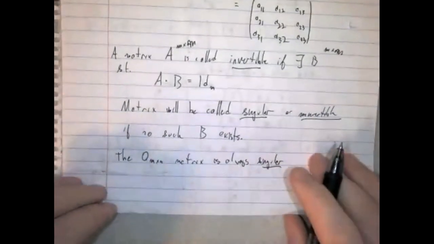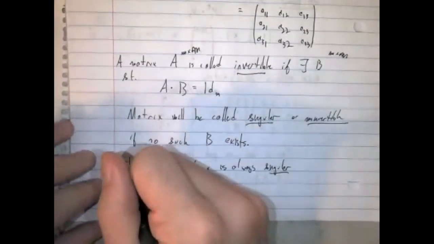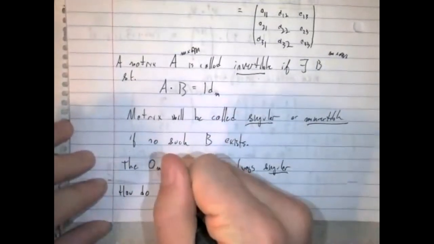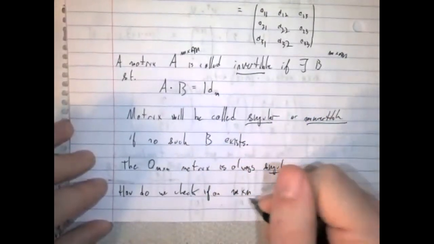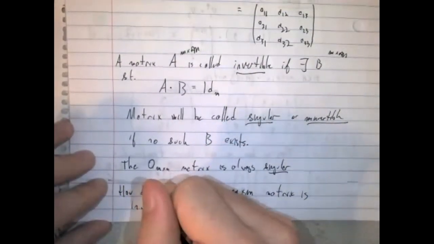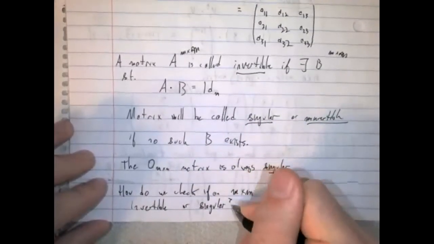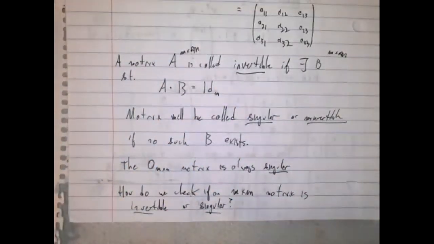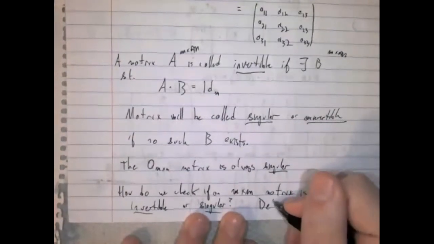Okay, and now we're going to circle back to something that we have been brushing up against often in this course. How do we check if an M by M matrix is invertible or singular? Does anyone have the answer for me? The determinant. Yes, the determinant.